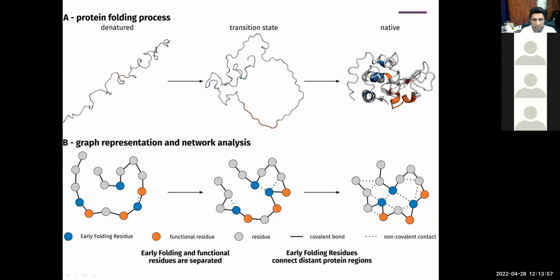Initially, maybe all of them are unconnected. That means all of the residues are at a long distance. But as it starts folding, some of the residue pairs start coming closer, and some of them remain away. Those which start coming closer are connected by an edge, and those which are still away don't have direct connectivity. So the early folding residues may be seen like this, that they have got connected to two of them. Then there are functional residues, maybe another aspect of it, which may not be needed immediately.